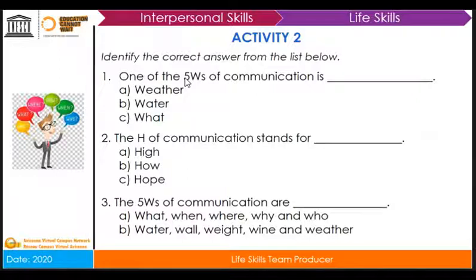Question 3. The 5 W's of communication are dash. A. What, when, where, why, and who. B. Water, wall, weight, wine, and weather.